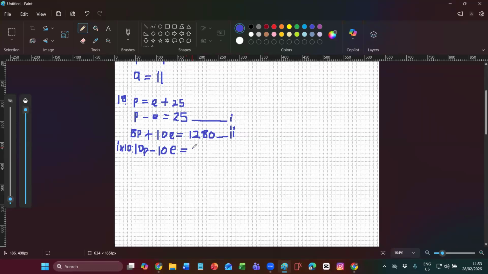I can't see this. Okay, sorry, let me zoom. I can see that's 250, right? Yes, sir. Okay, nice. Equals 250 because we're multiplying everything by 10. So this will give us equation 3, which is actually a derivative of equation 1. So what do we do next?